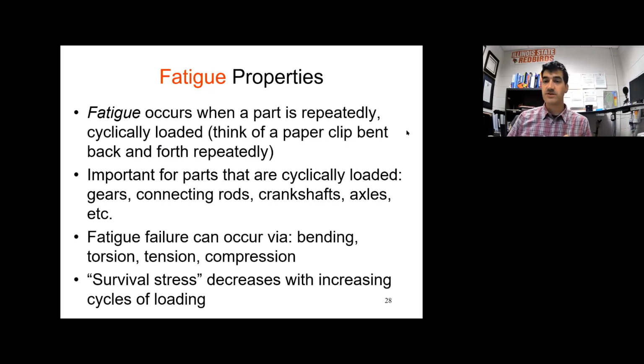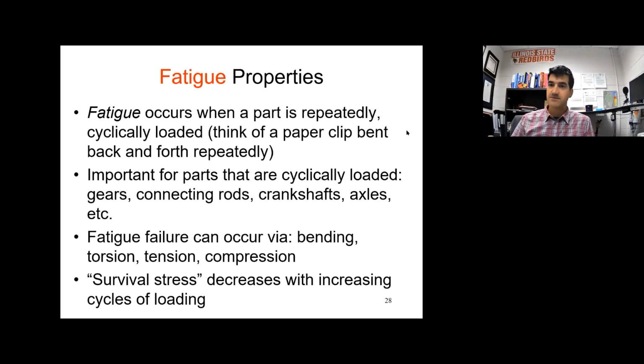It's extremely important for any part that is going to be loaded repeatedly or cyclically. In your car, there are lots of things like this. Lots of components in your engine and your drivetrain, your transmission, your axles, all those things are repeatedly, cyclically loaded every time they spin around or the piston moves up and down.